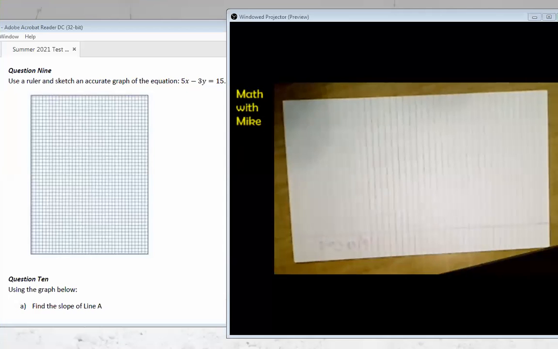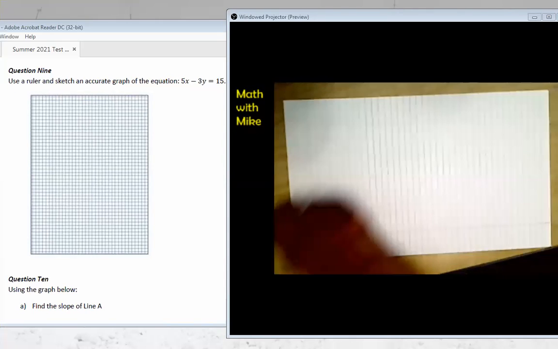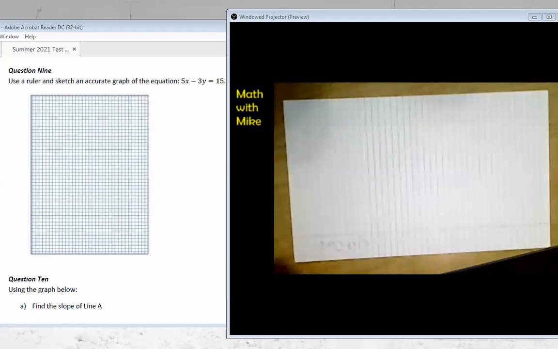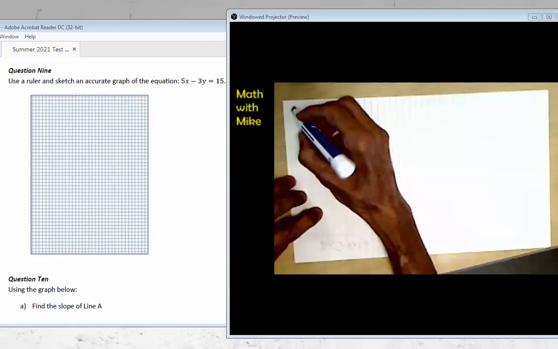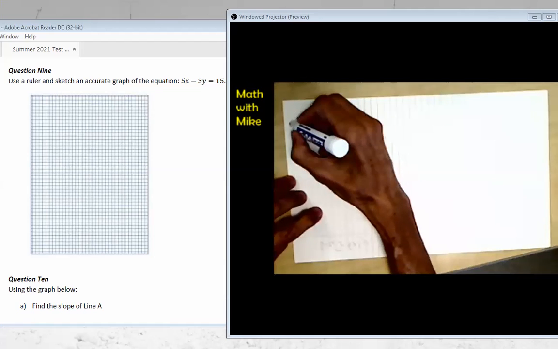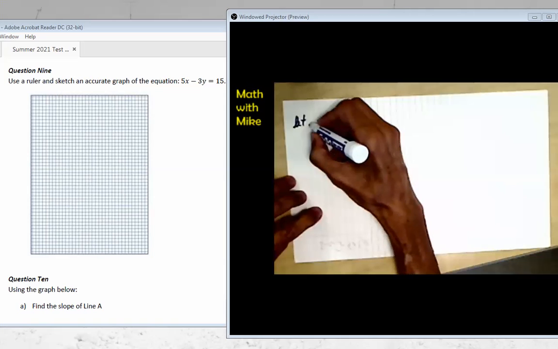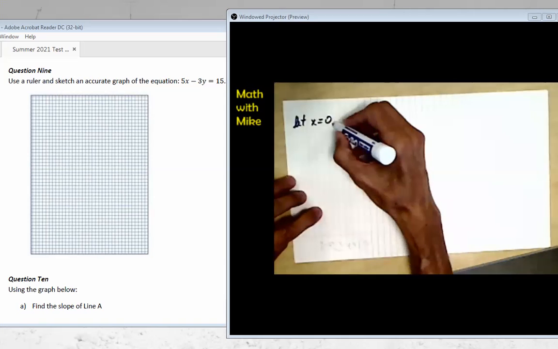Pause that. Okay, question number 9. It's just on the screen there, the equation, that is. Because of this style, I would find the x and y intercepts first. So I would let x equal 0, and therefore you get the y-intercept.